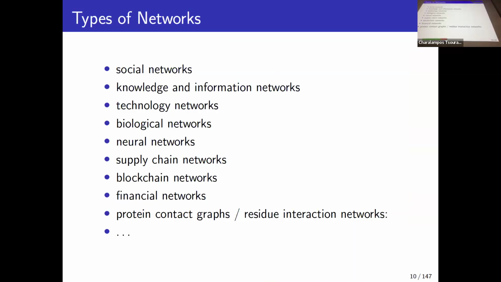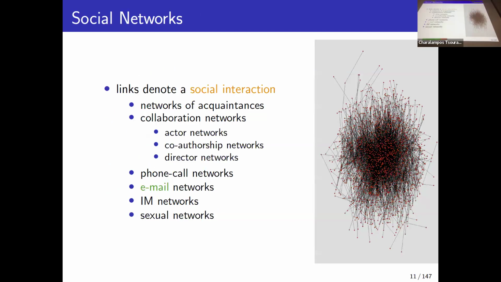So many types of networks: social networks, knowledge graphs, technology networks, biological networks, supply chain networks are very important as well. Blockchain, you have all heard about crypto and so on. And in general, financial networks where one person sends an amount, could be money, could be a number of tokens, to another wallet or person. Protein contact graphs, residue interaction networks used by AlphaFold, and many others.